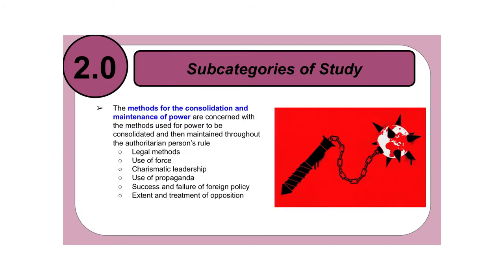In our second subcategory of study, this is the methods of consolidation and maintenance of power. The methods part is concerned with the methods used for power to be consolidated and then maintained throughout the authoritarian leader's rule. What we're looking at in this category is what type of strategies did they use to, first of all, consolidate their power. They've already become the authoritarian leader, so that's already established. They need to consolidate their power so that more and more people will follow them. So what did they do to do that? Did they use legal methods? Did they use force, like having a secret police or something? Was it because they were just a charismatic leader?